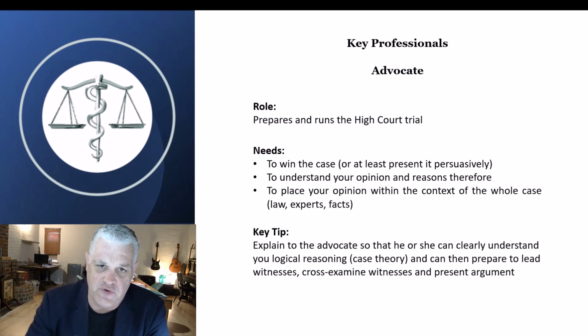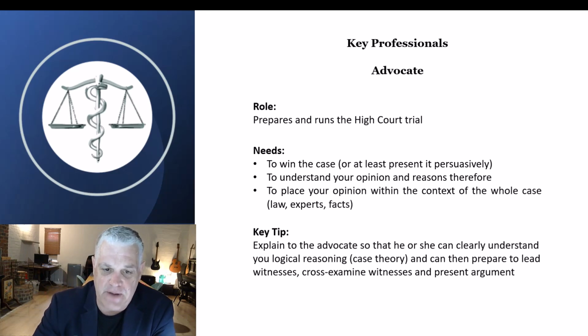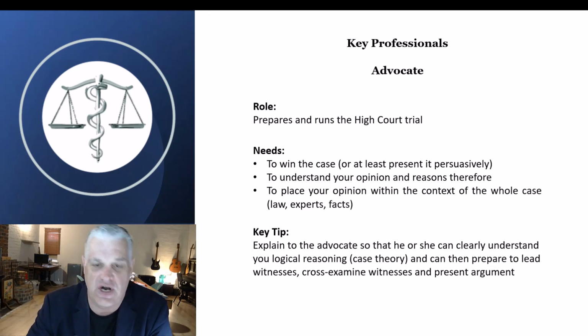Key tip for when dealing with an advocate: explain to the advocate so that he or she can clearly understand your logical reasoning, your case theory, and can then prepare to lead witnesses, cross-examine witnesses, and present argument, which is the essence of what happens in a trial. And by understanding your case theory or your logical reasoning, the advocate is then going to be well equipped to use that in all the different ways an advocate needs to use that information.